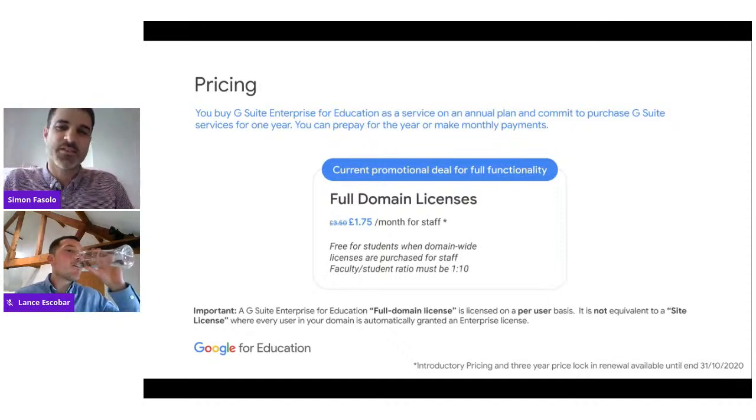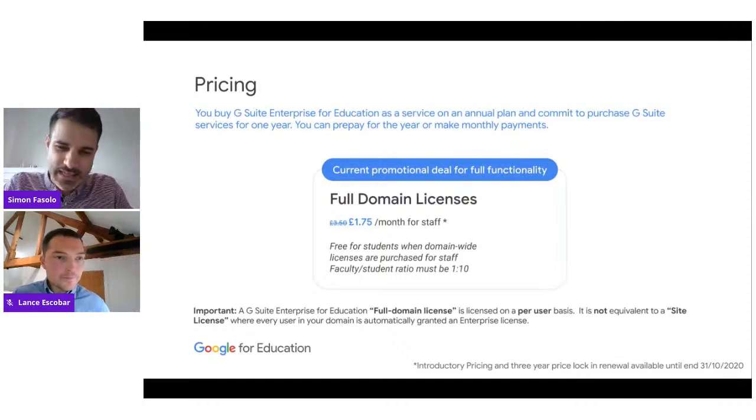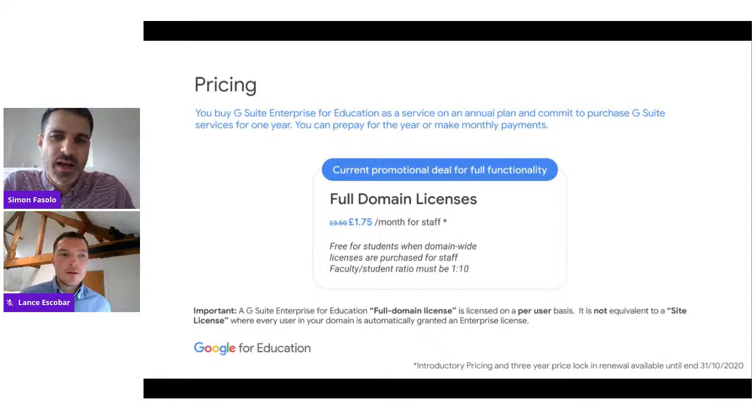There is a current promotional deal for full domain licensing. I'll explain what full domain licensing is. It's the most common approach to purchasing G Suite Enterprise for Education. This is where you license all your staff, and then on a ratio of 1 to 10, you get all your students for free. So the cost, which is usually £3.50, is 50% off, £1.75 per month per staff user. And again, those student licenses are free on that ratio of 1 to 10.